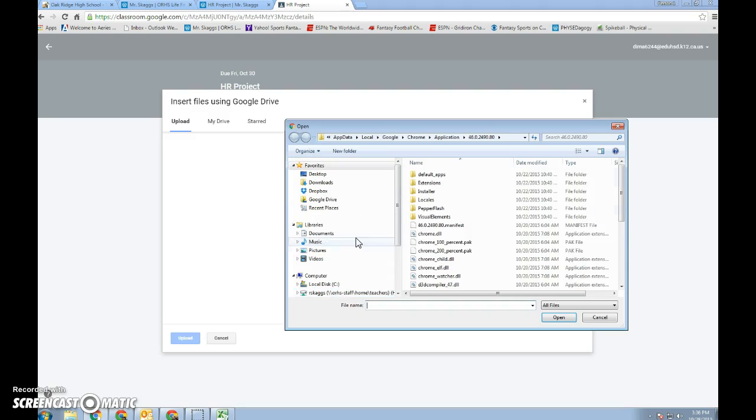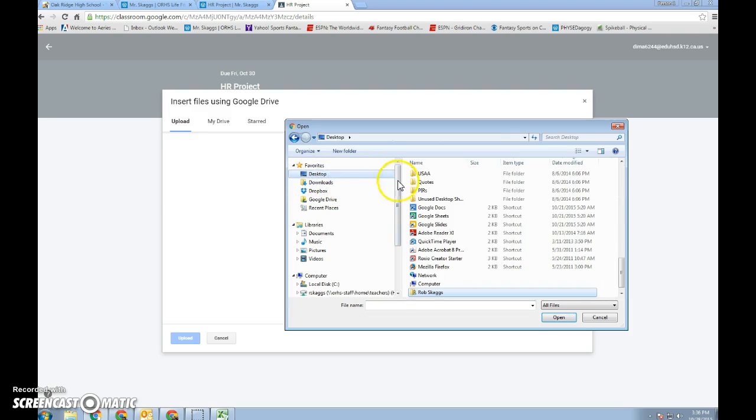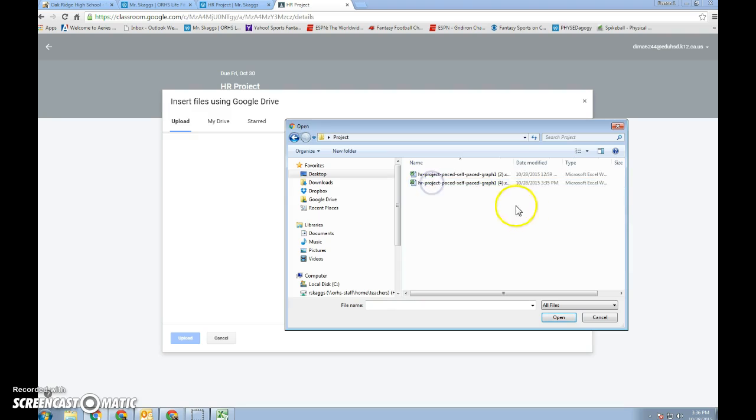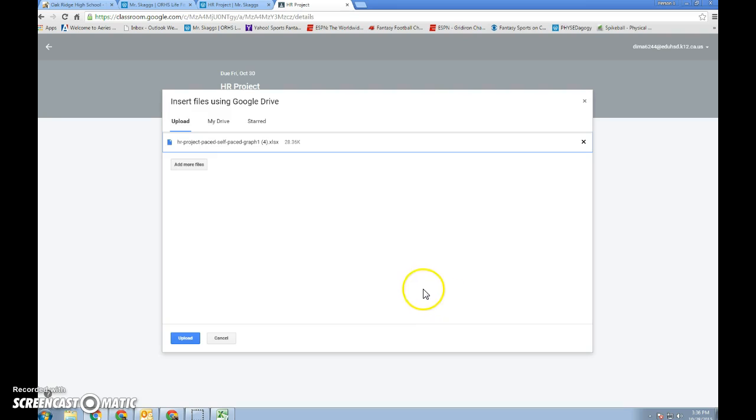I'm going to select it from my computer. You could drag it in. Mine was under the desktop in this project folder. This one here. Open it. Now I'm going to upload that to my Google Classroom to turn it in.